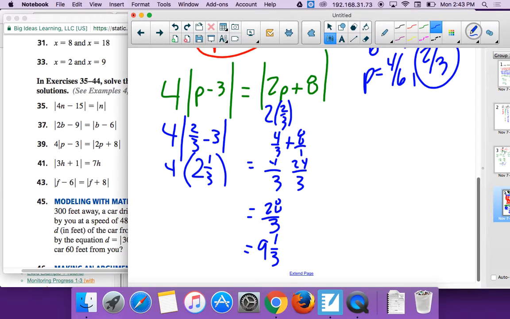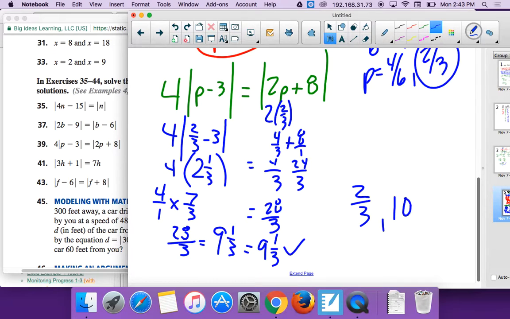4 times 2 1/3. Let's see if we can get down to 1/3 to make sure it works. 4 over 1 times improper fraction, 7 over 3. Ends up giving you 28 over 3, which again is 9 1/3. So you'll notice that both of these work. Both 2/3 and 10 both work, so they're both possible answers here for both of them.